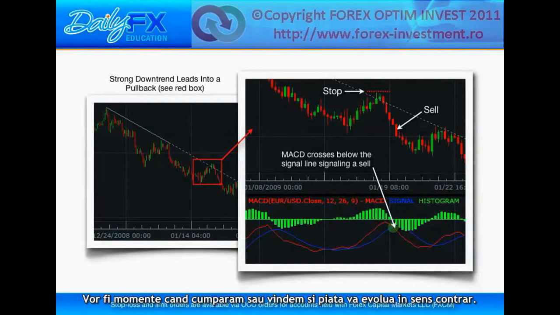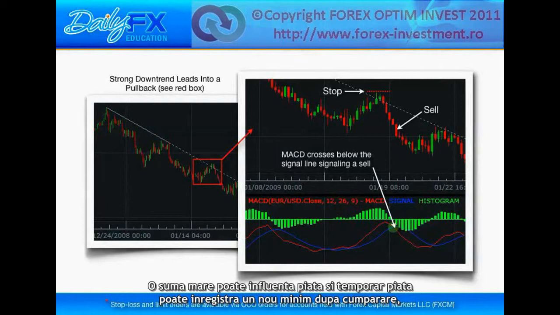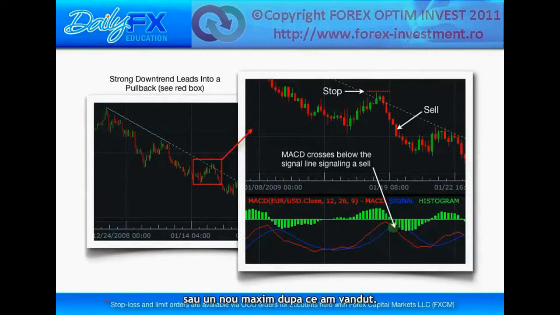There will be times when we buy or sell, and the market will move to stop us out of the trade. After all, markets can do what they want when they want. A big order may come into the market that temporarily pushes the market down to a new low after we bought, or up to a new high after we sold. But the MACD can also give us a second chance to enter into the trade if we wish. Let's look at an example.